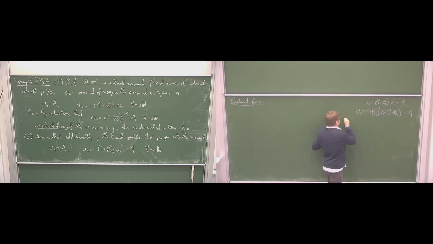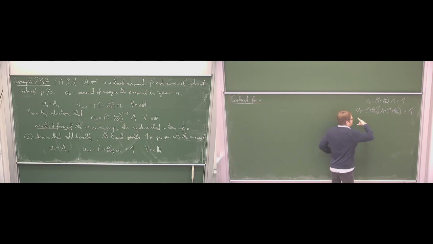Okay, if we do this one more step, we have to multiply all of this with 1 plus p over 100. So 1 plus p over 100 to the power of 3 times a, plus 1 plus p over 100 squared, plus 1 plus p over 100. This is multiplying with 1, plus the bonus by the bank. And so on and so on and so on.